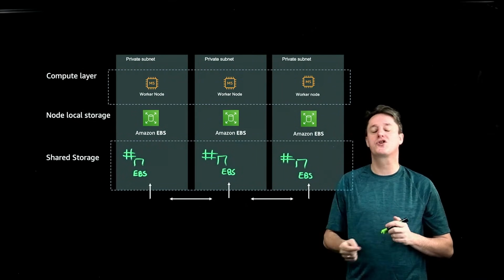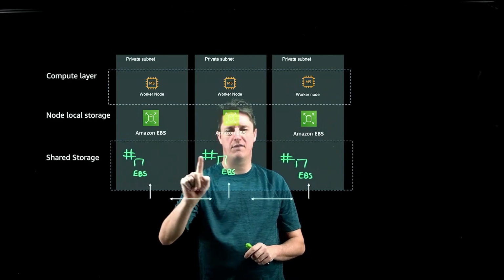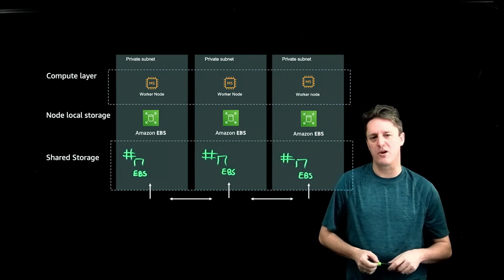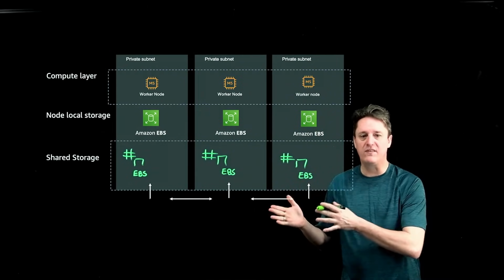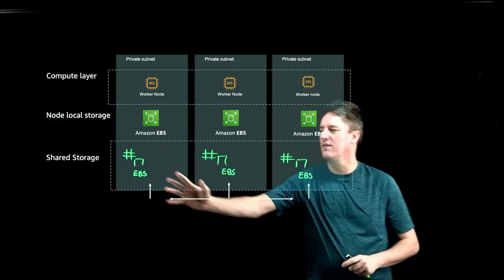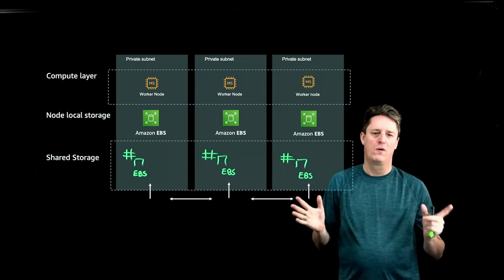The challenge with a traditional model is, firstly, I have a fairly significant infrastructure footprint that exists in the customer's AWS account. So I've got EC2 instances, I've got EBS volumes, and those are triplicated across my availability zones in order to cater for resilience.